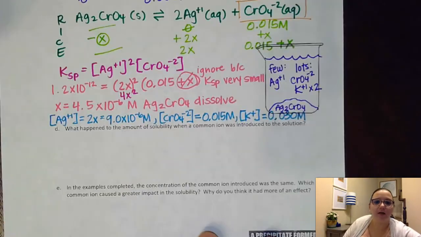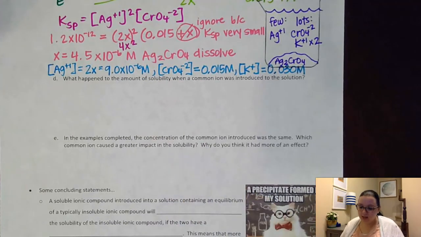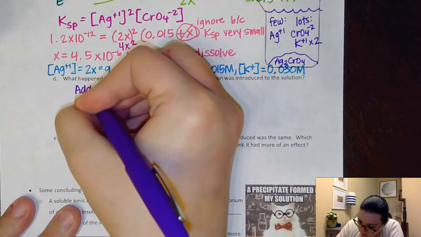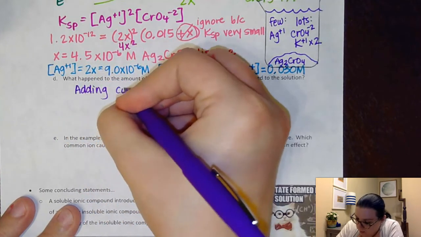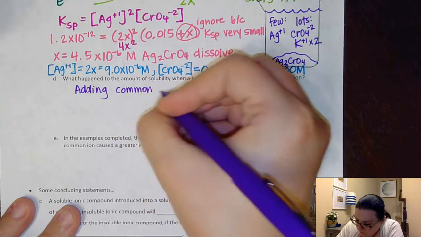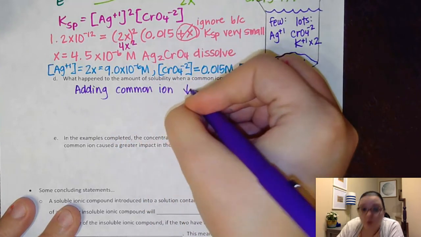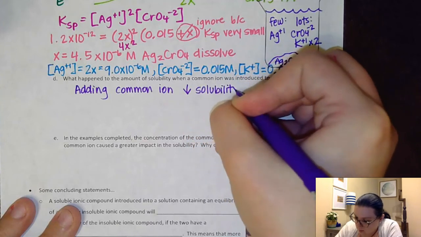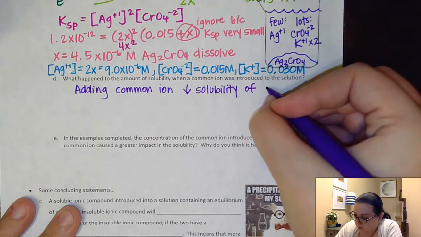So let's make ourselves a statement on here. It asks, what happened to the amount of solubility when a common ion was introduced into the solution? Well, in all of these, once I put that common ion in there, adding the common ion reduced or lowered the solubility of the compound.